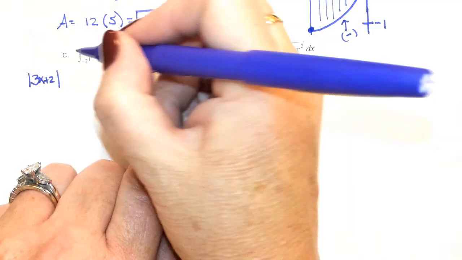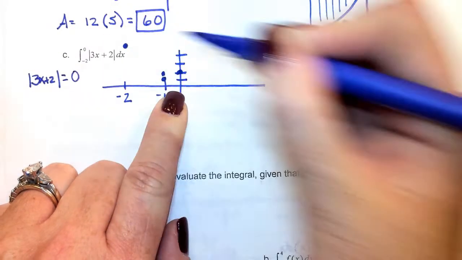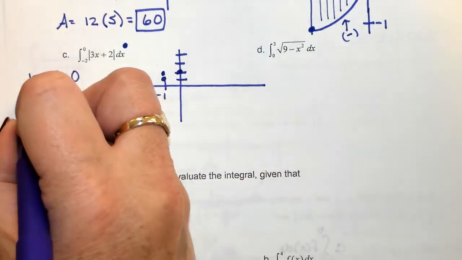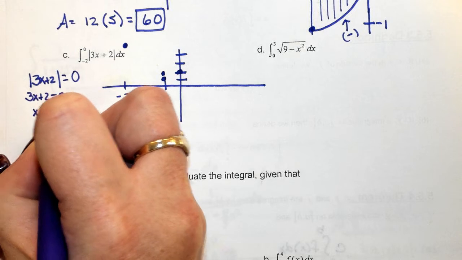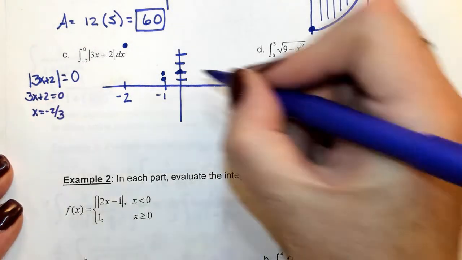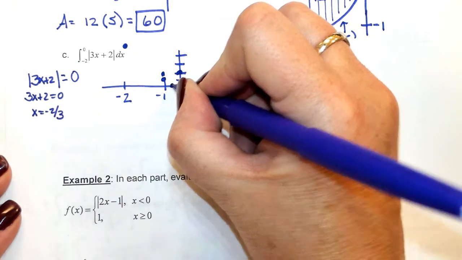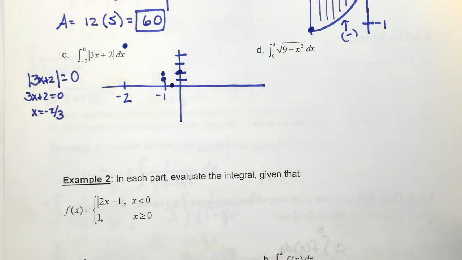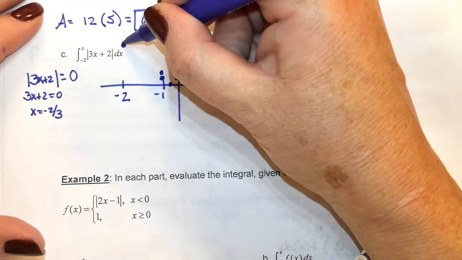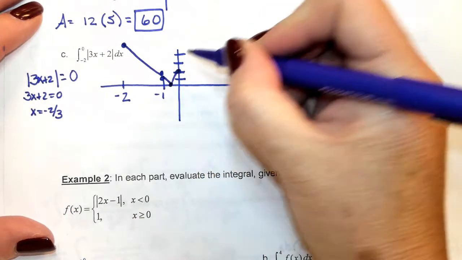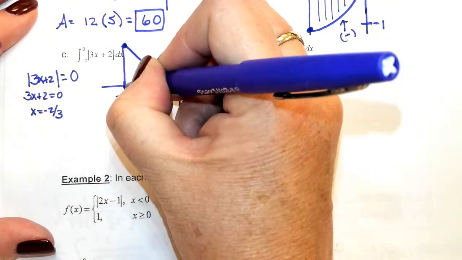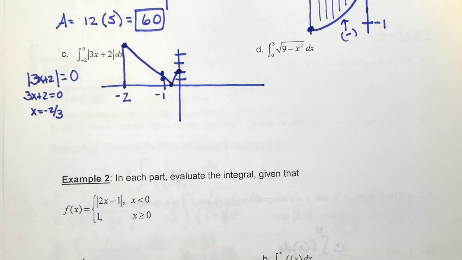So what am I going to set this equal to? I need to set it equal to 0. So then when I solve this, 3x plus 2 is equal to 0. X is going to be equal to negative 2/3. So I know that the vertex of this absolute value function is going to be right here at negative 2/3. So this is what the graph looks like from negative 2 to 0. Any questions on how I came up with that?